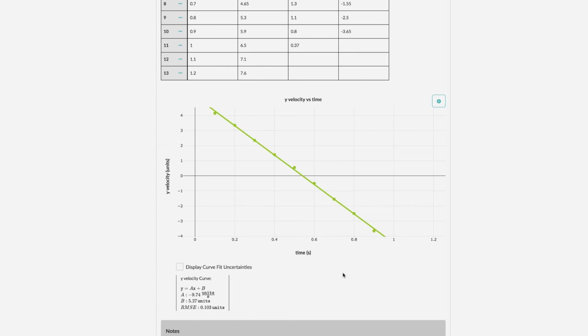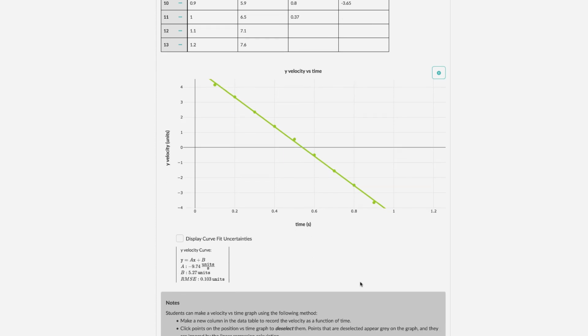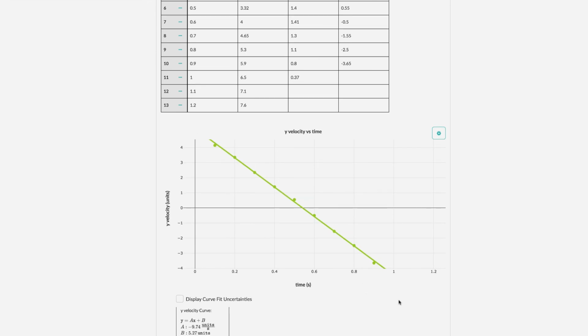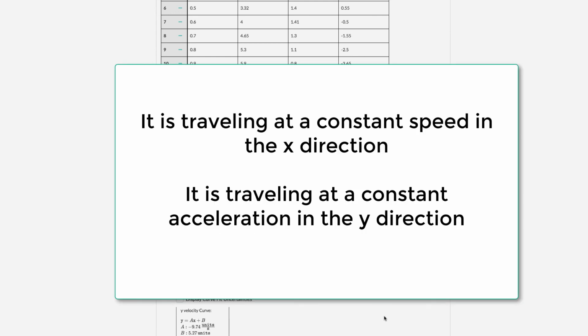So the shape of the velocity graph in the y direction is a line. That means that the slope of it is acceleration. It is a constant slope. It is a constant almost negative 9.8 meters per second every second. So that's pretty good indication that this object is doing exactly what it's supposed to do. It's traveling forward at a constant speed and it's traveling up and down, accelerating at negative 9.8 meters per second every second.